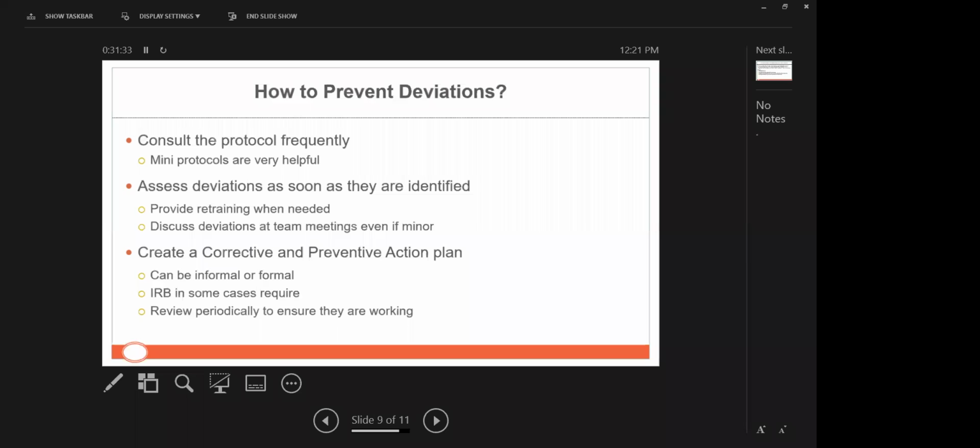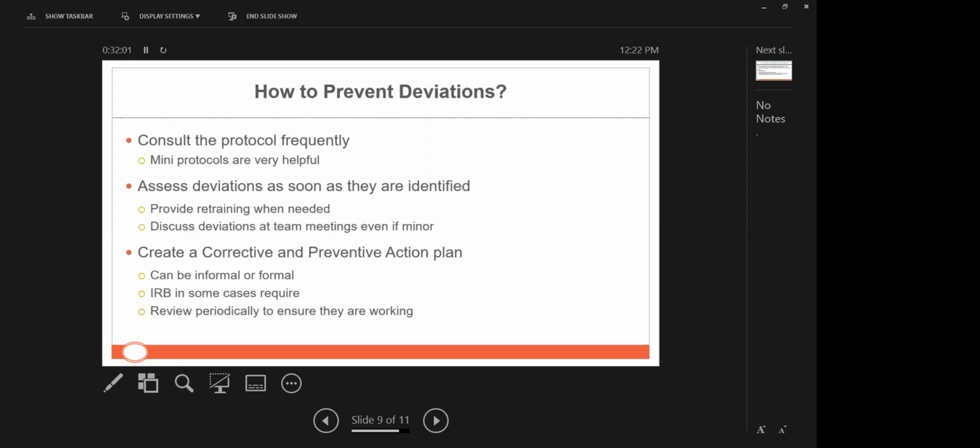Okay. Once you've identified, assessed, documented, you want to think about how do we prevent this from happening again? And, again, we all make mistakes, especially in the first couple of patients that you may pass through in your study. You may not be 100% familiar with the protocol and you may miss some things, and that's totally understandable. But a couple of things to keep in mind.